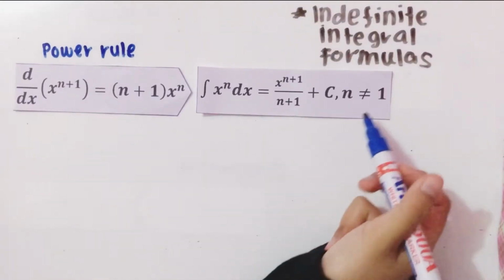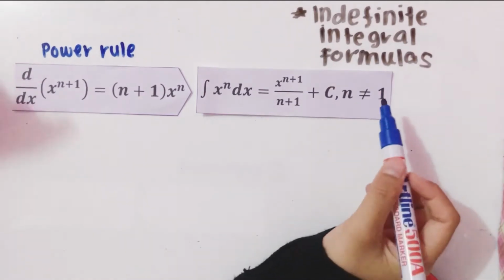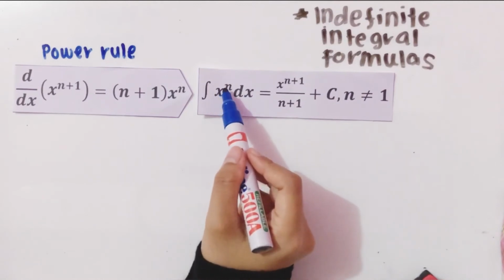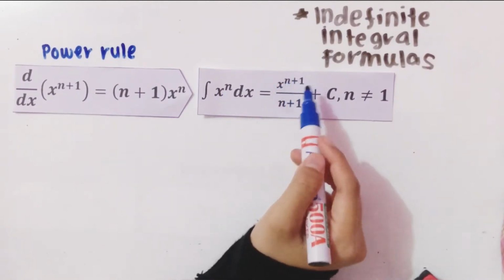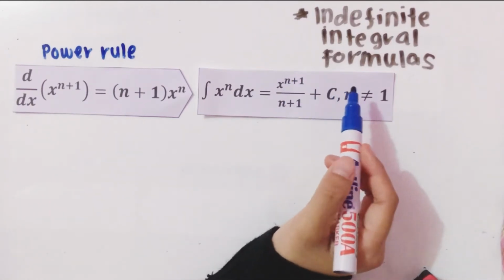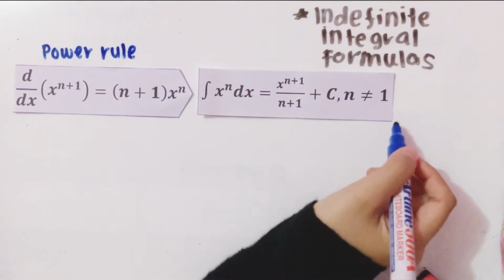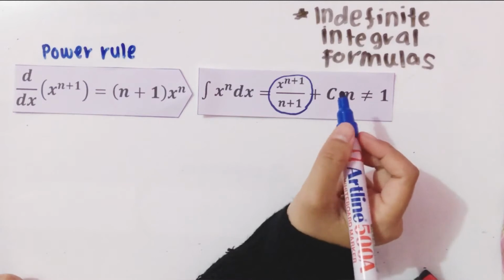So definitely ax plus c is the antiderivative of a, where a is the integrand. Let's proceed to the indefinite integral formulas. First, we have the power rule. As you can see here, the integral of x to the power of n dx equals x to the power of n plus 1 divided by n plus 1, plus c, where n is not equal to negative 1.